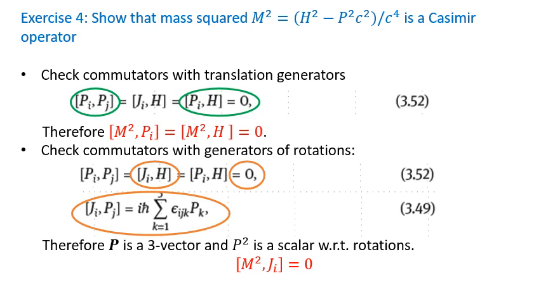Next, check rotations. Generators of rotations commute with energy. We also know that momentum is a 3 vector. So the square of momentum is a 3 scalar which commutes with rotations. This proves that m squared commutes with rotation generators.